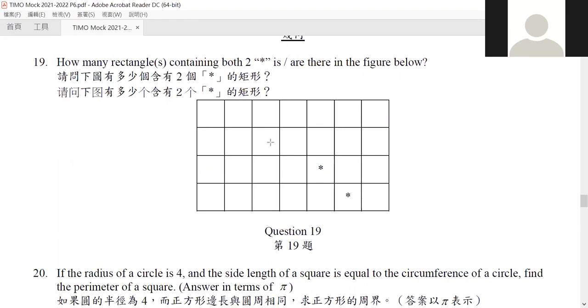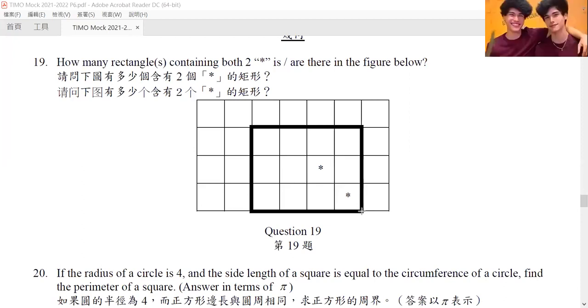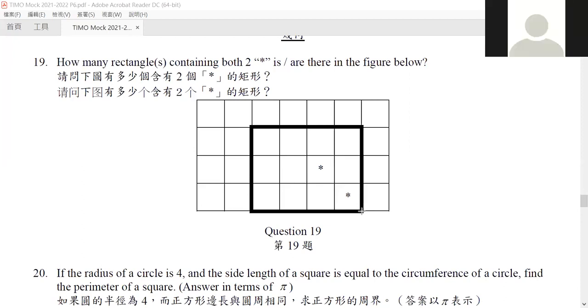1, 2, 3. Now let us just draw a rectangle which contains the two stars, and notice what the criteria is. Notice this black rectangle. I will draw it using a much bolder line. Notice this black rectangle: it contains the two stars, right?